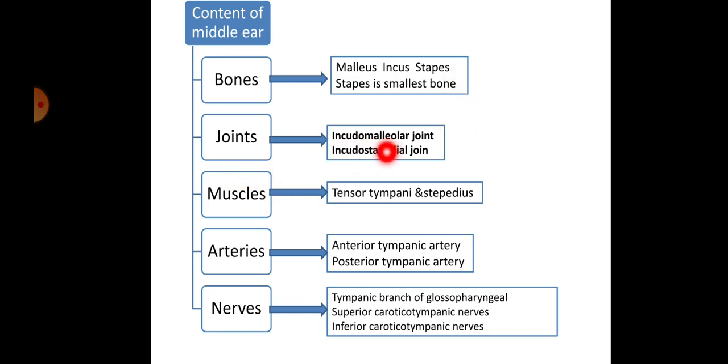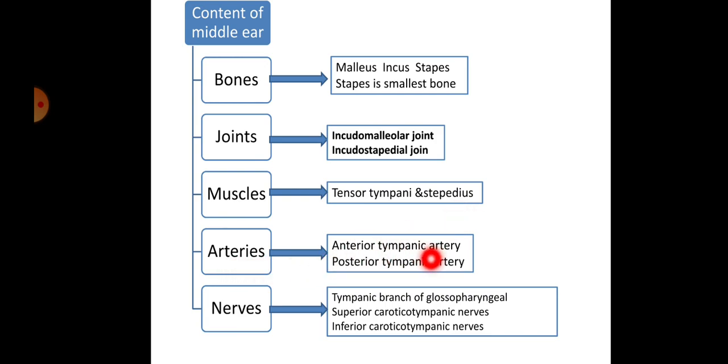And joints are two in number. One is the joint between the incus and the malleus, called the incudomalleolar joint. Another joint is between the incus and the stapes, called the incudostapedial joint. And two muscles are present here: one is the tensor tympani and the other is the stapedius. Tensor tympani is related to the malleus and stapedius is related to the stapes.